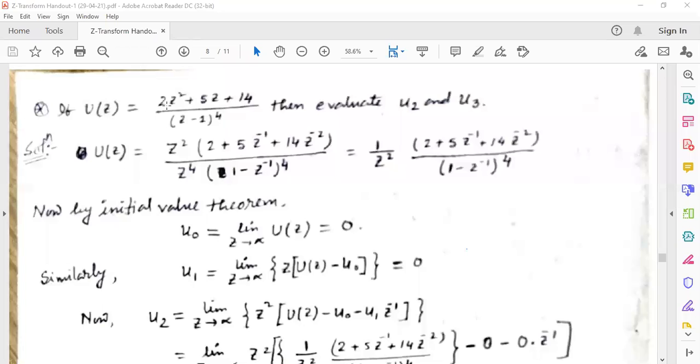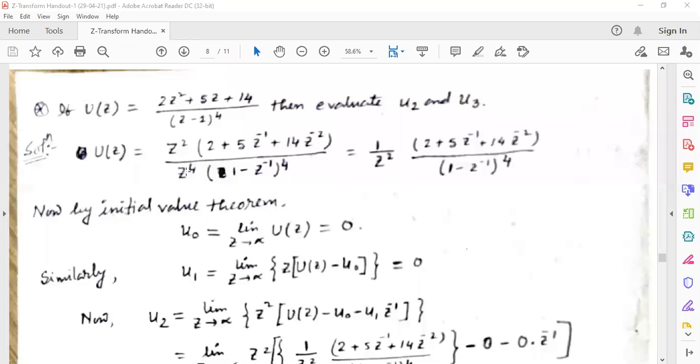If uz equals 2z square plus 5z plus 14 by z minus 1 whole to the power 4, then evaluate u2 and u3. uz is given, right? From the top, if we take z square common, what will it be? 2 plus 5 into z to the power minus 1 plus 14 into z to the power minus 2. And from the bottom, if we take z to the power 4 common, z to the power 4 comes out. What remains is 1 minus 1 by z, and 1 by z we can write as z to the power minus 1, whole to the power 4.